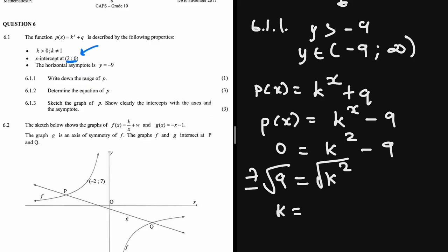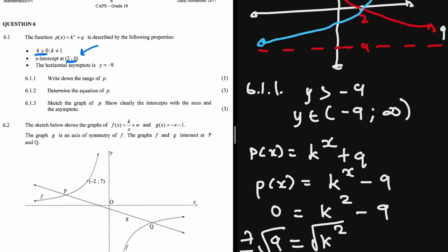To be either plus or minus 3. But remember, they told us the value of k must be greater than 0. So that means it must be positive. So we'll just therefore conclude the value of k is going to be 3. Okay, so if we get the value of k to be 3, that means our graph has to be an increasing function because the value of k is greater than 1.